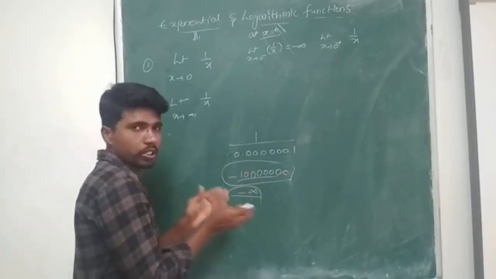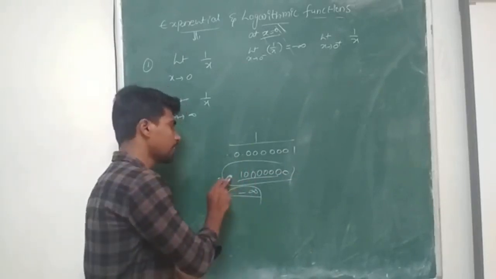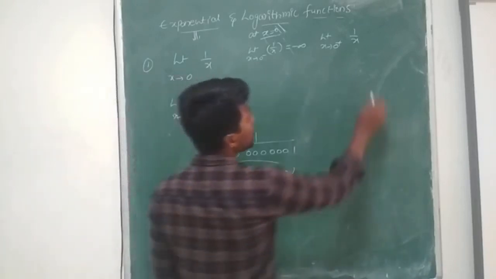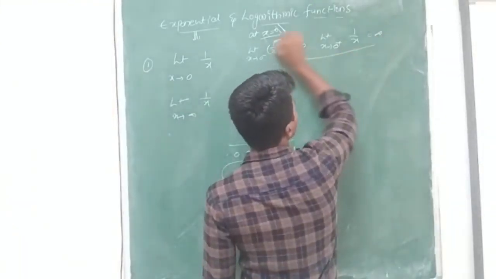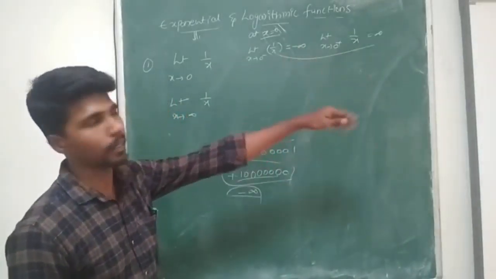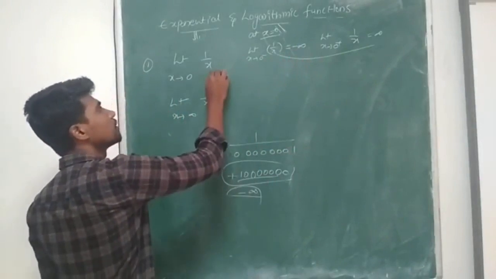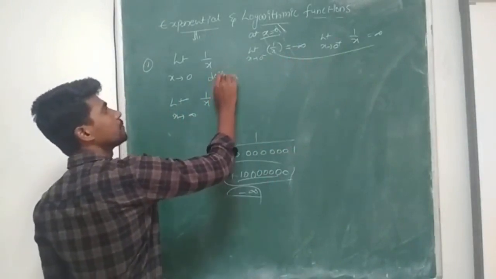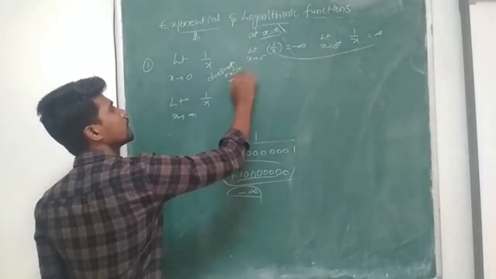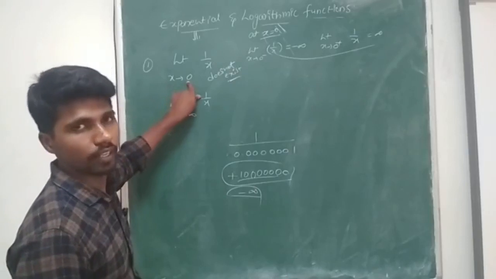From the right side, it is approaching 0.00000 something 1. Then what we get? We get it in terms of plus, so we get plus infinity. So the limit exists if the left limit and right limit are equal. But here the left and right limits are not equal. So we say here the limit does not exist. So the limit of 1 by x, as x tends to 0, does not exist.